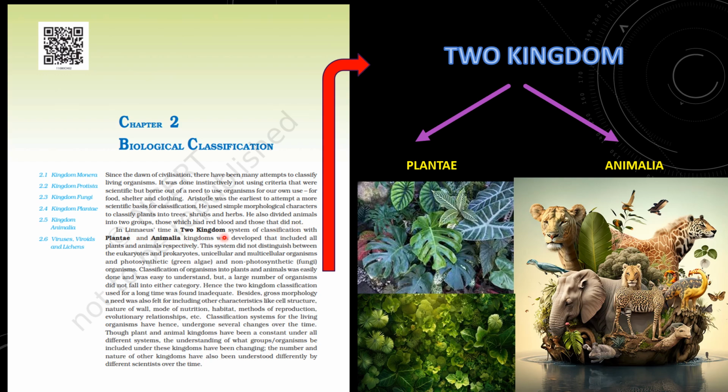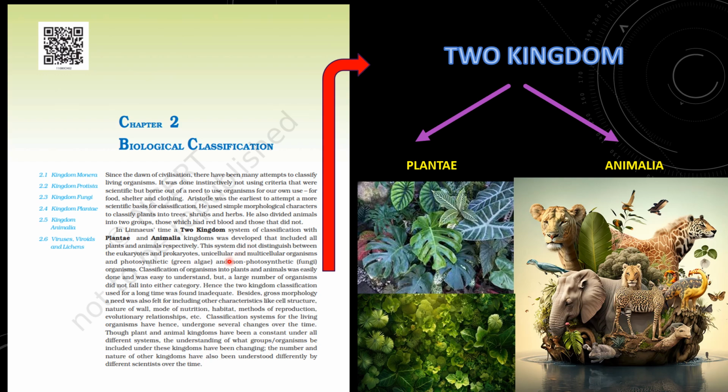In the two kingdom classification, there are two kingdoms: one is Plantae and the other is Animalia. But Linnaeus did not distinguish whether organisms are unicellular or multicellular, eukaryote or prokaryote, photosynthetic or non-photosynthetic. Those characteristics were not considered by Linnaeus. So that is the two kingdom classification.